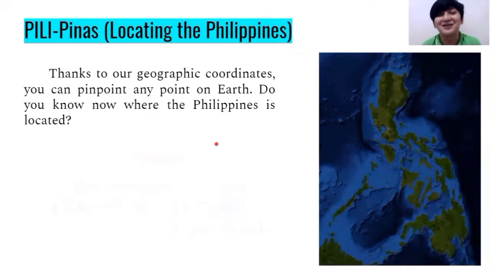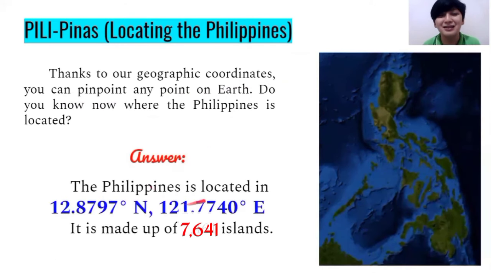Okay. So, the answer is, the Philippines is located in 12.8797 degrees north and 121.7740 degrees east. Or you can say like 12 to 13, it can be degrees north or 121 to 122 degrees east. So do not forget about the specific location of the Philippines.